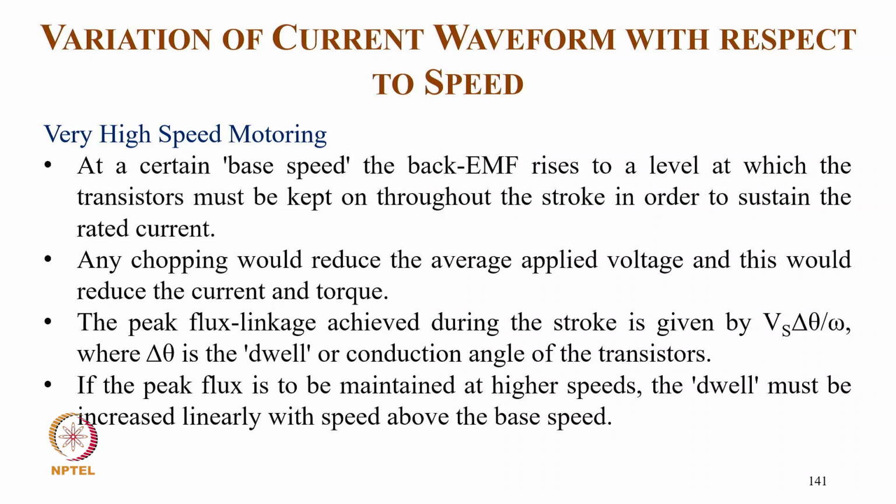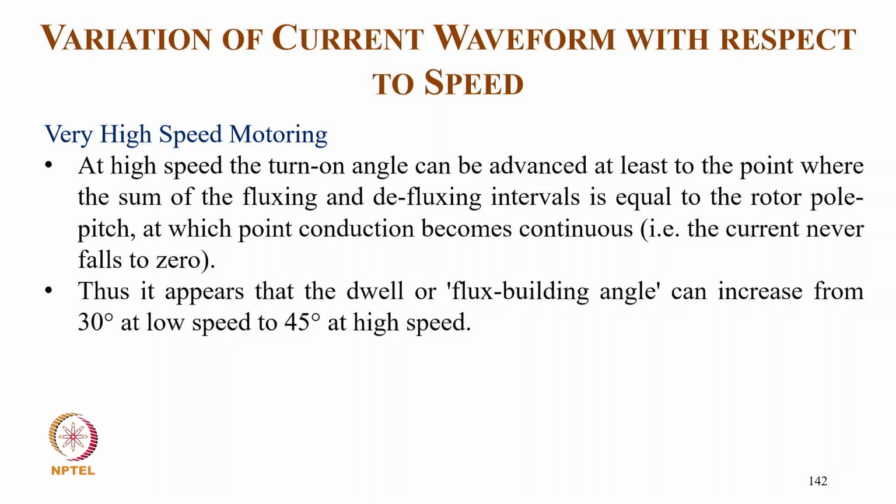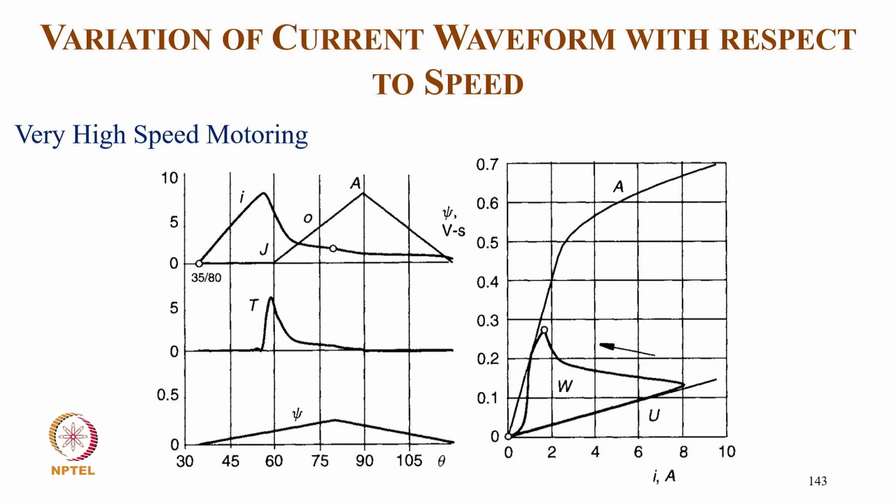And if the peak flux is to be maintained at higher speed, the dwell must be increased linearly with the speed above the base speed. And typically at a high speed, the turn-on angle can be advanced at least to the point where the sum of the flux linkage and defluxing interval is equal to the rotor pole width, at which point conduction becomes continuous, that is, current never falls to zero. Thus it appears that the dwell or flux building angle can increase from 30 degrees at very low speed to 45 degrees at high speed.